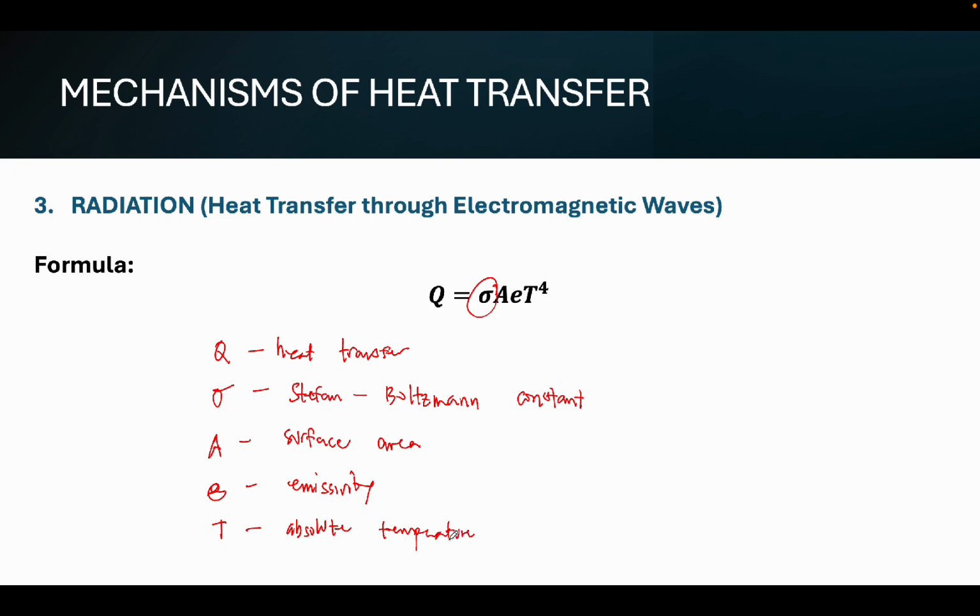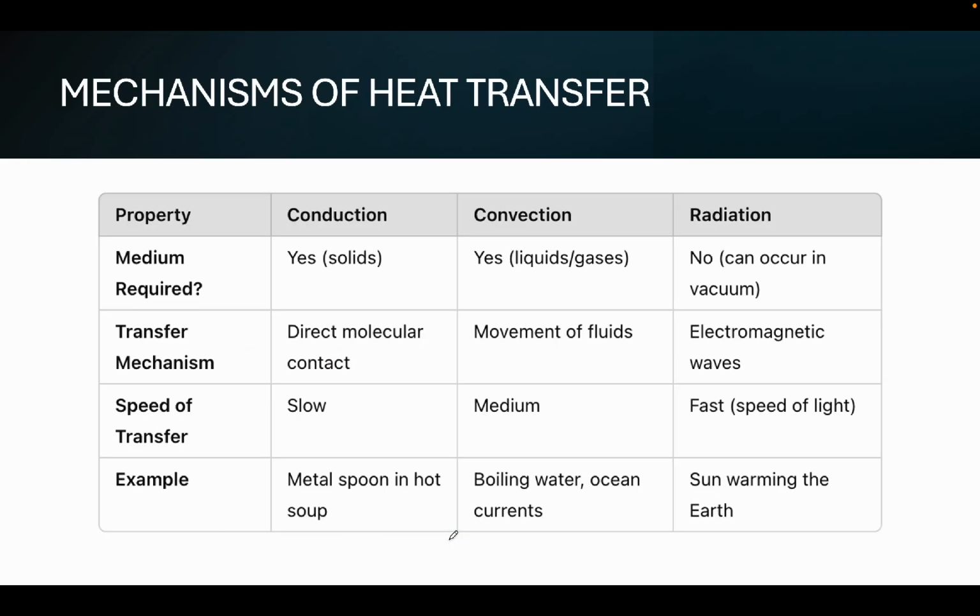So those are the three mechanisms of heat transfer. Again, we have conduction, convection, and radiation. So here are the properties of it. We need the medium, the mechanism, the speed of transfer, and some examples. So kindly look at the table for the properties of each mechanism of heat transfer.